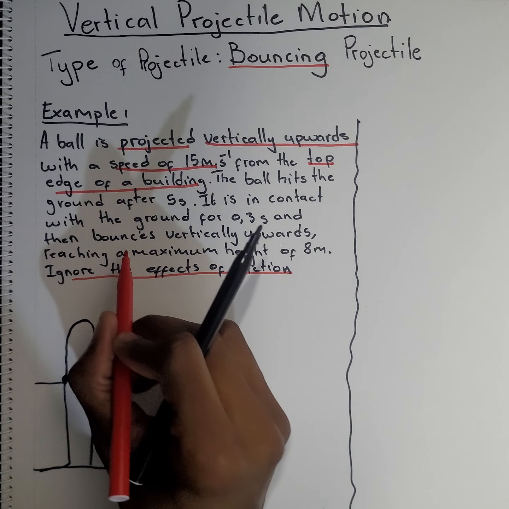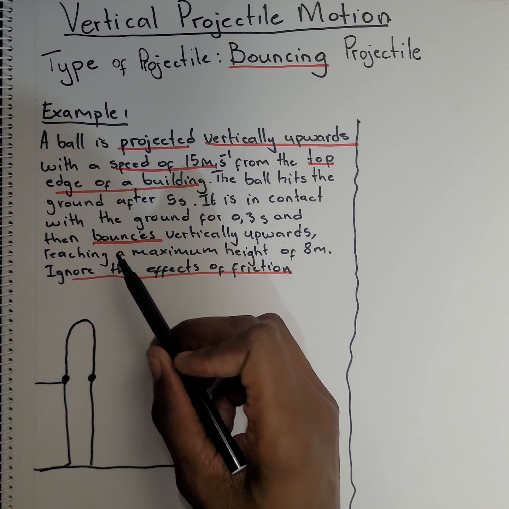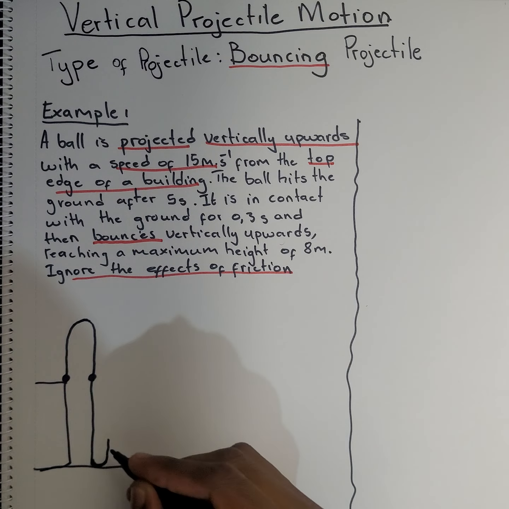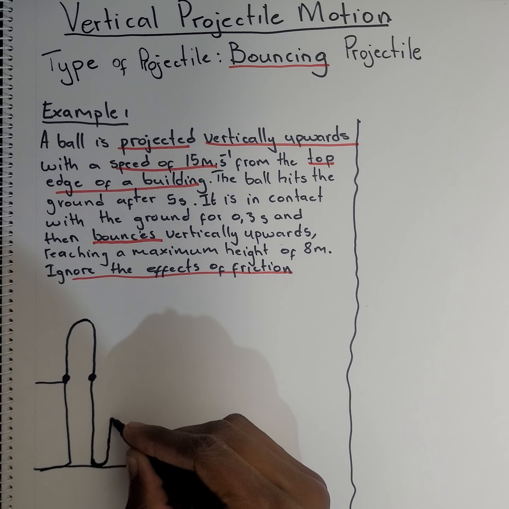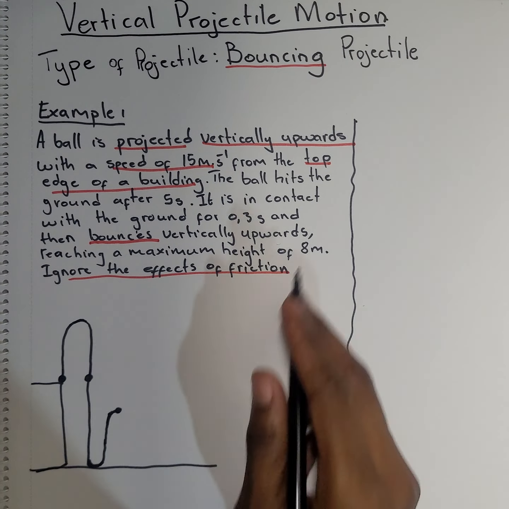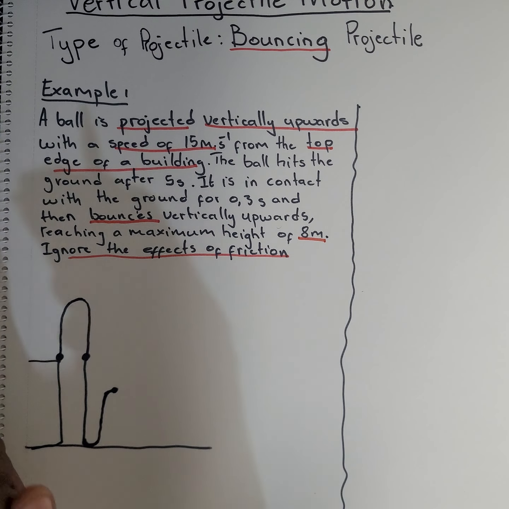And what is very interesting, which will be our focus for today, is that the ball bounces. This ball of ours is going to bounce, and then it reaches a maximum height there of 8 meters.